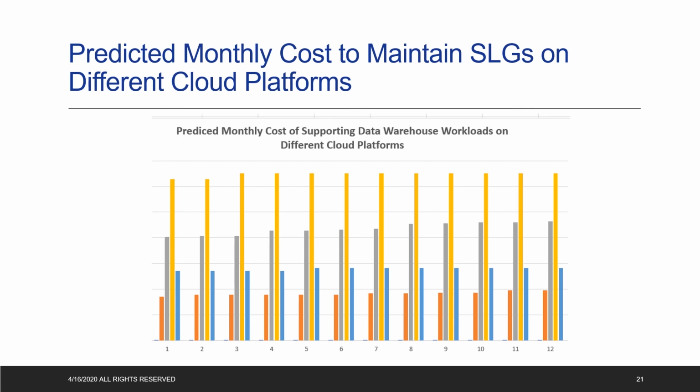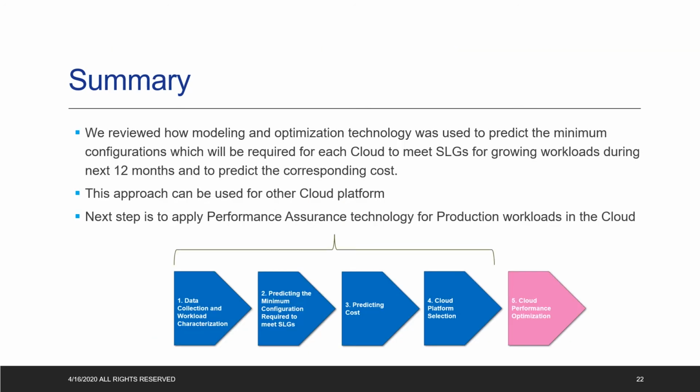This graph is showing predicted monthly cost of supporting expected growth for 4 workloads, which we're going to move from an on-prem data warehouse to different cloud options during the next 12 months. This information is used in order to make a decision which cloud is most appropriate for production workloads. We reviewed how modeling and optimization technology was used to predict what will be the minimum configuration required for each cloud to meet the service level goal for growing workloads during the next 12 months, and used these results to predict the corresponding cost. This approach of evaluating different clouds and selecting appropriate clouds can be applied to different cloud platforms.